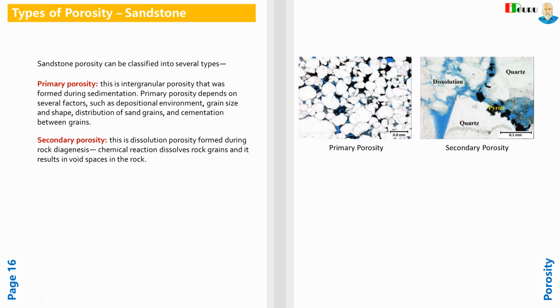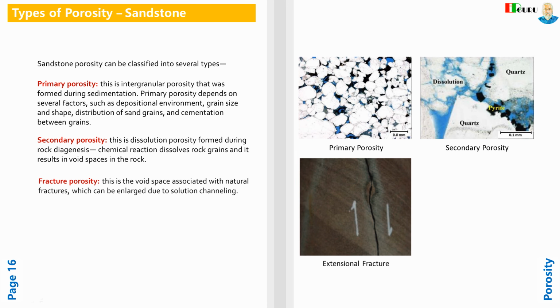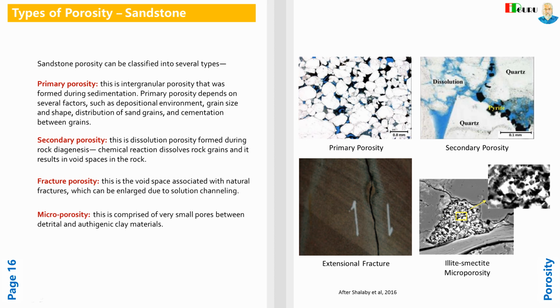Chemical reaction dissolves rock grains and it results in void spaces in the rock. Fracture porosity. This is the void space associated with natural fractures, which can be enlarged due to solution channeling. Microporosity. This is comprised of very small pores between detrital and orthogenic clay materials.